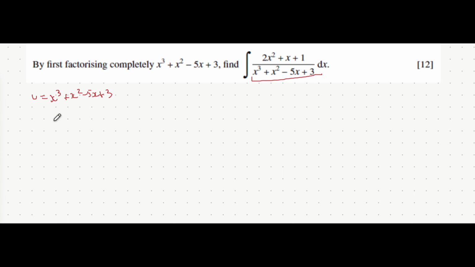If you differentiate both sides of the equation, we get that du/dx is equal to 3x squared plus 2x minus 5. Is there any way to manipulate this so that we can replace the numerator with anything related to this? Well, if you multiply it by 2/3 to get to 2x squared, 2x multiplied by 2/3 is 4/3 x. So it doesn't really work out. You can't really replace the numerator with the differential, and that tells you that you don't use integration by substitution.